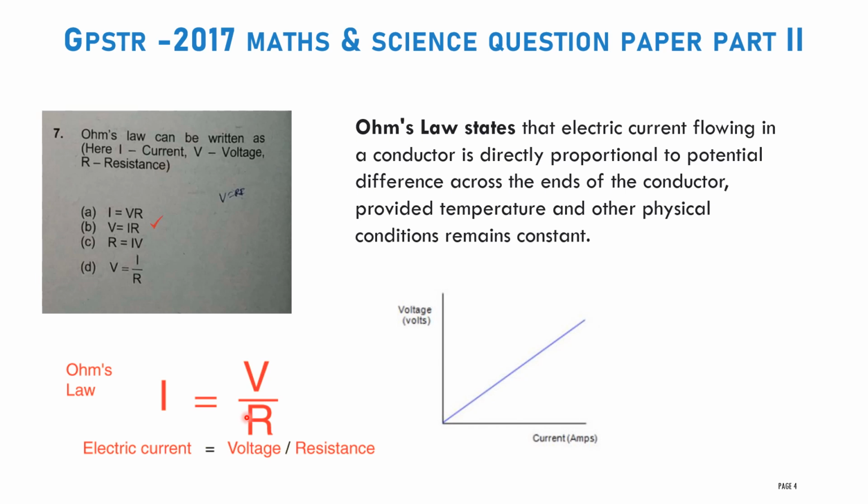Therefore, the correct answer is V is equal to IR. You can rearrange this equation. V will be equal to I into R. You multiply, then you will get this answer. Therefore, Ohm's law is nothing but V is equal to I into R.